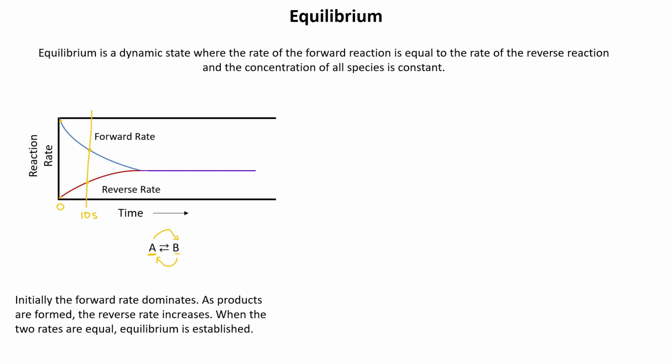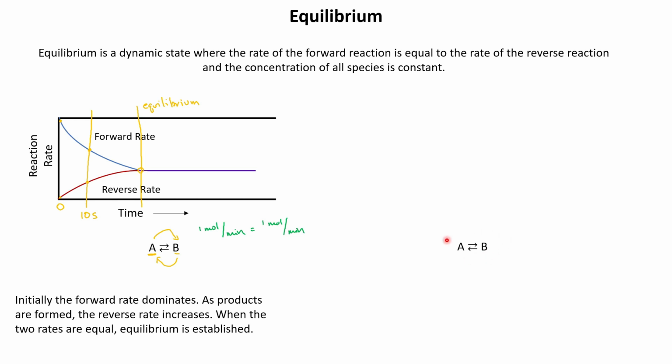Eventually, our forward rate and our reverse rate come together right here, and they are equal. At this time, equilibrium has been achieved. The forward and reverse reactions are still happening though. They are just happening at a rate that is equal to each other. So at equilibrium, if my forward rate is say 1 mole per minute, my reverse rate must also be 1 mole per minute.